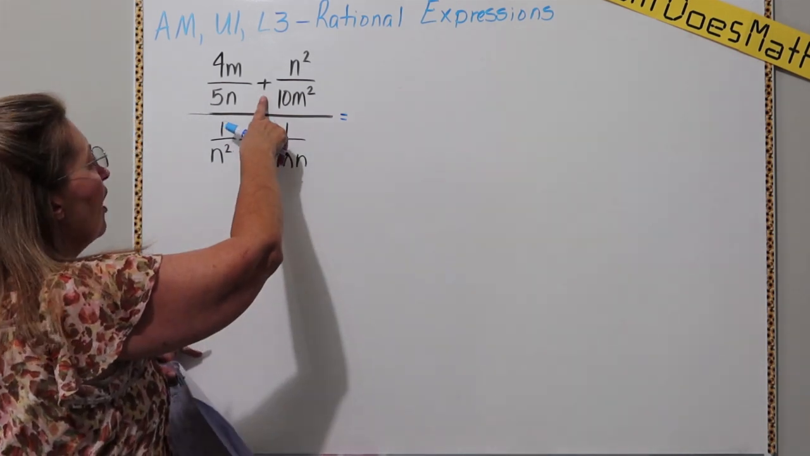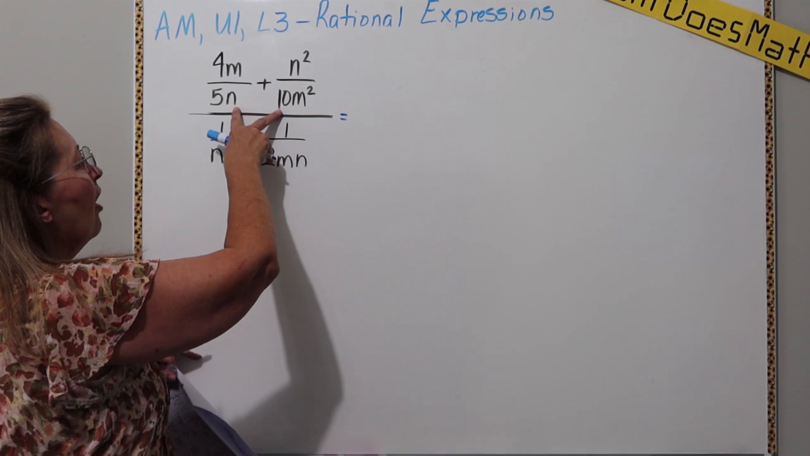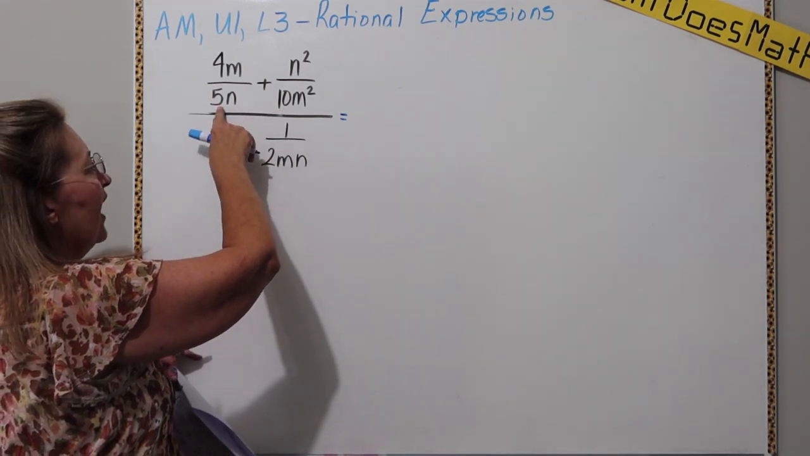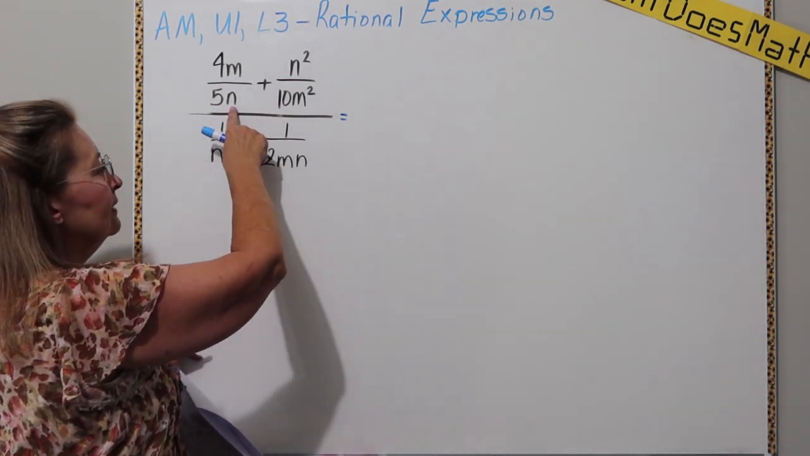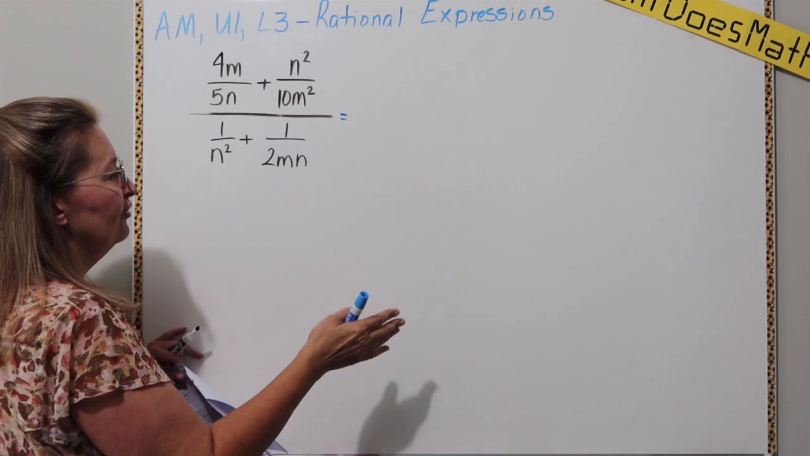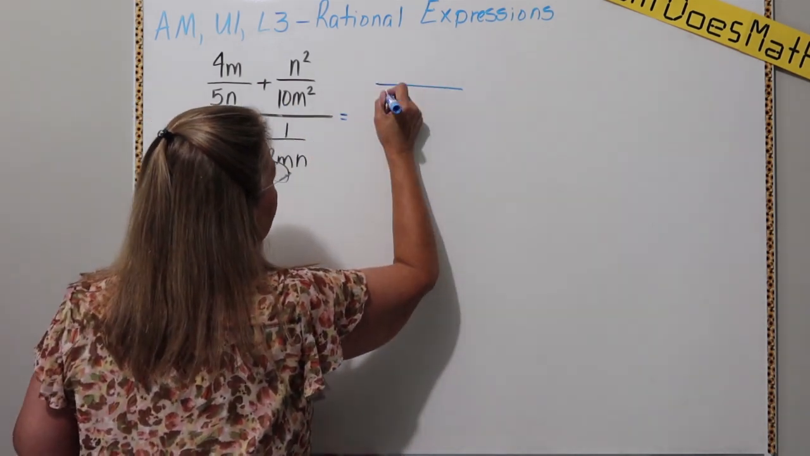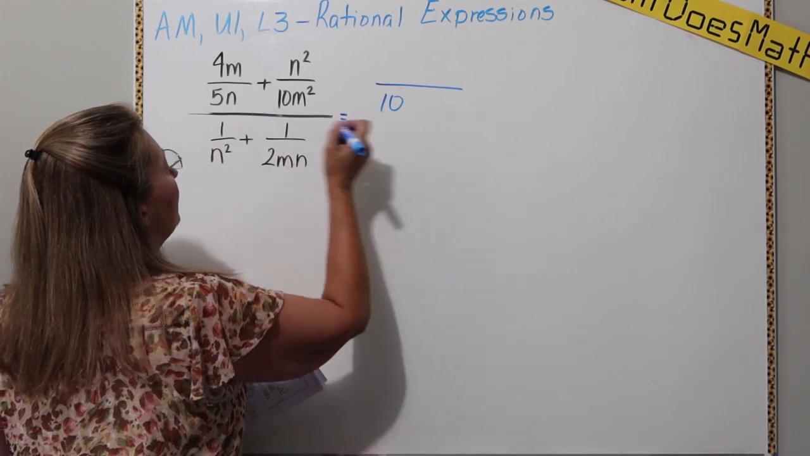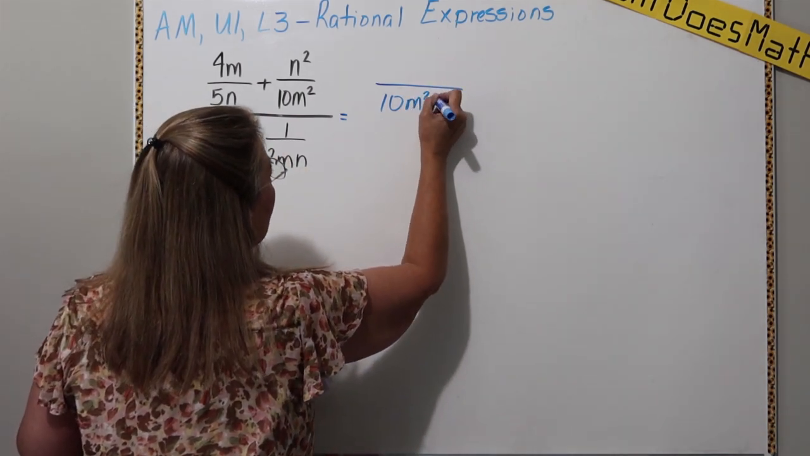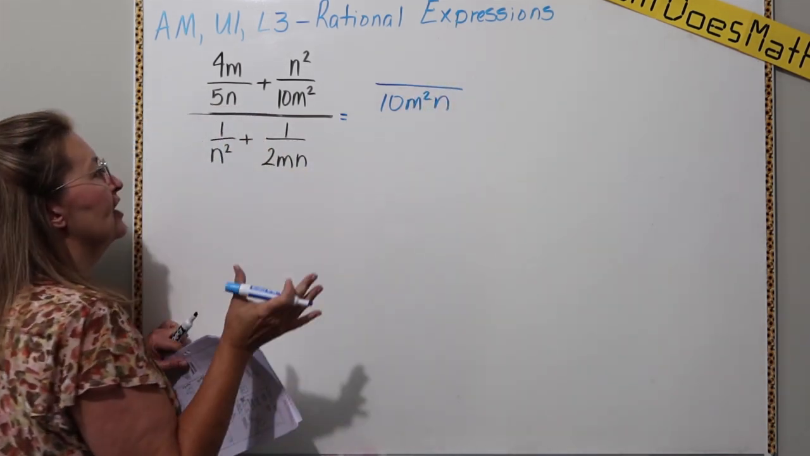All right, we need to do the top first. So what is a common denominator between 5 and 10, n and m squared? We need one of everything. So 5 will go into 10, so we only need the 10. And then we have m squared n. I like to put my letters in alphabetical order.